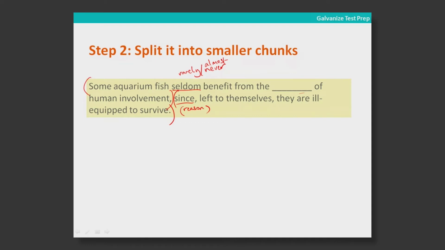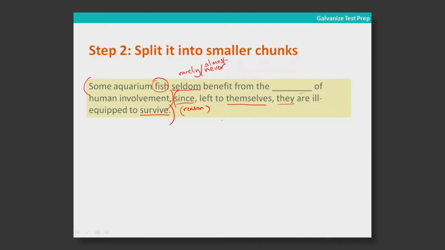And left to themselves. Who do we mean by themselves? Well, the only plural noun we've seen earlier is what's going to be fish. So obviously the themselves has to point back to the fish. So left to themselves, the fish, they, again the fish, are ill-equipped to survive. So what do you mean by ill-equipped? It means you don't have the equipment to do something. You don't have what it takes to do something. So when they're left by themselves, the fish are not equipped to survive.